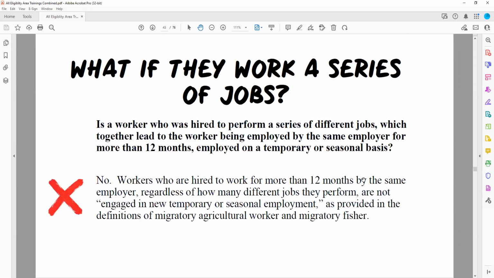So what if they do a bunch of different jobs that might equal out to 12 months? Would that still be considered temporary or seasonal? It says no, workers who are hired for work for more than 12 months by the same employer, same location, regardless of how many jobs they do, it could be considered a permanent job if they work over 12 months.